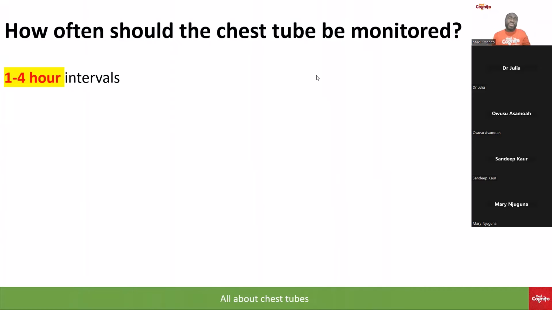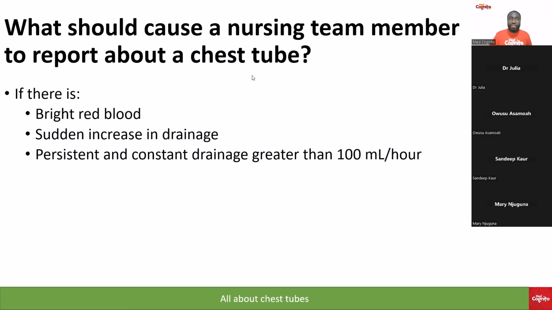So the authorities usually talk about monitoring chest tubes for 1 to 4 hours. Some say you have to monitor the patient every 1 hour. Some also say every 4 hours. So in your NCLEX exam, please watch out. 1 to 4 hours should be the sweet spot. If I am a careful nurse, I want to monitor that patient every 1 hour, right? Just monitor it, make sure that there's nothing going wrong. It is oscillating. Everything is moving on very well.